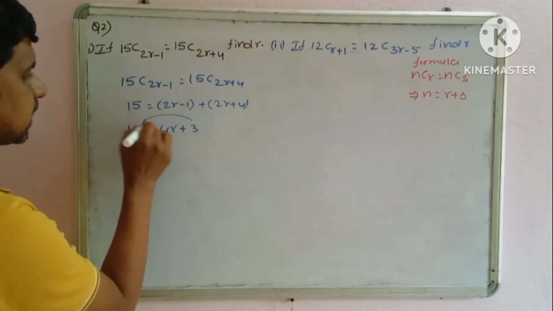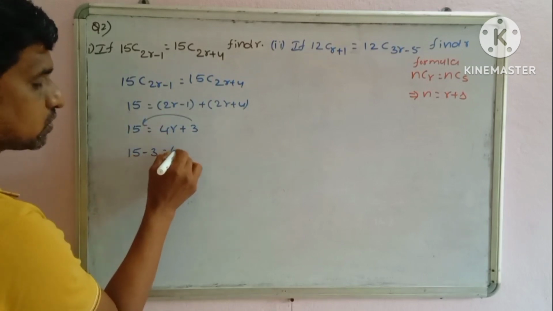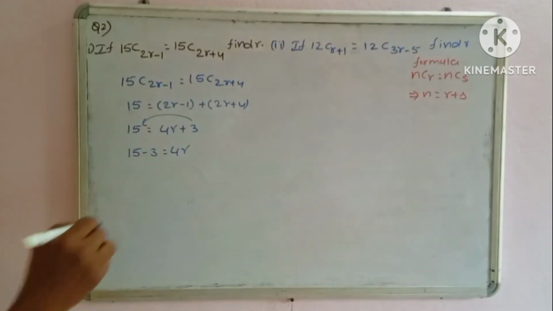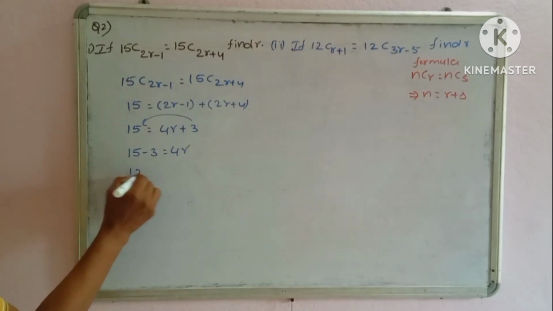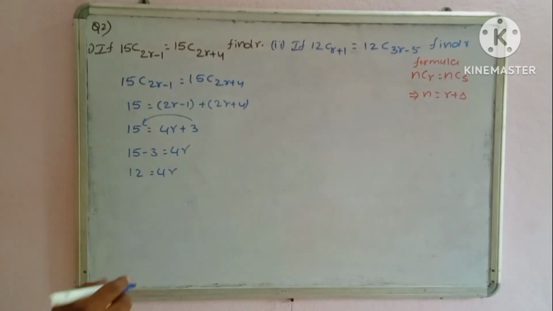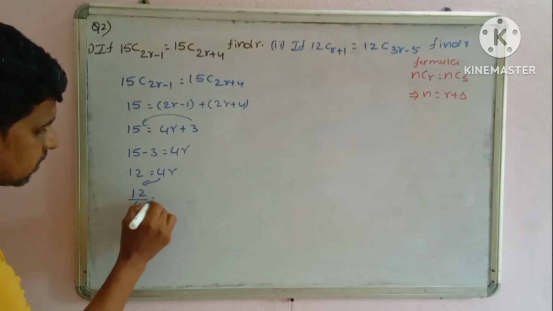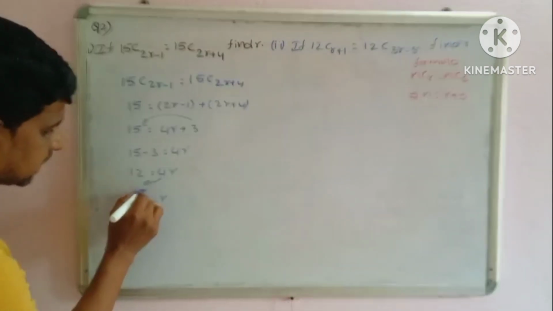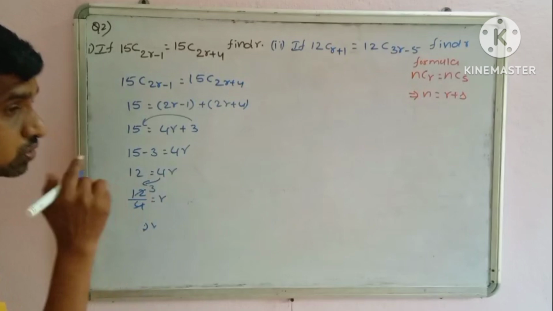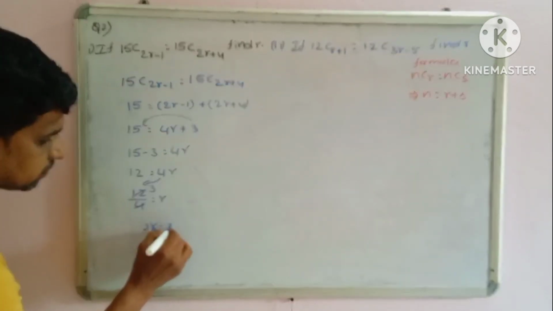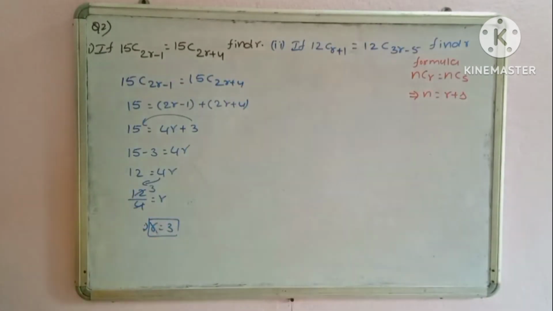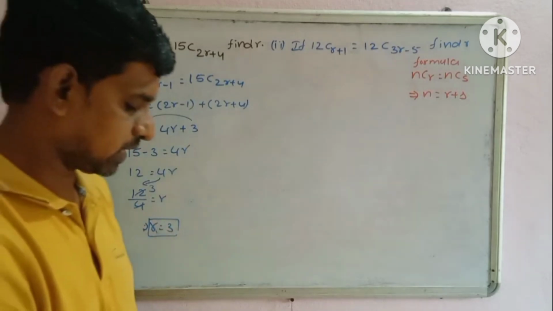15, 3 transposed to the left side, minus 3 equals 4r. So 15 minus 3 is 12. 12 equals 4r. So 12, 4 transposed to the left side, divided by 4 equals r. Therefore 4 threes are 12, so r equals 3. Second one, same concept.